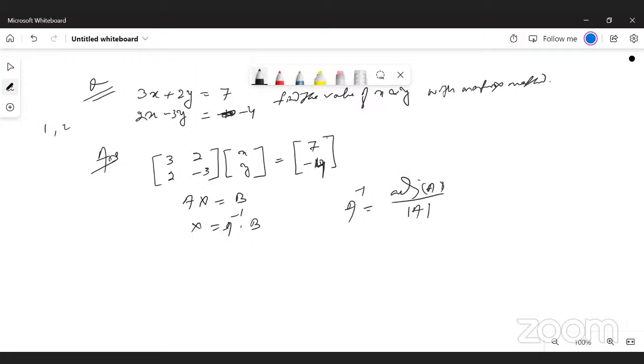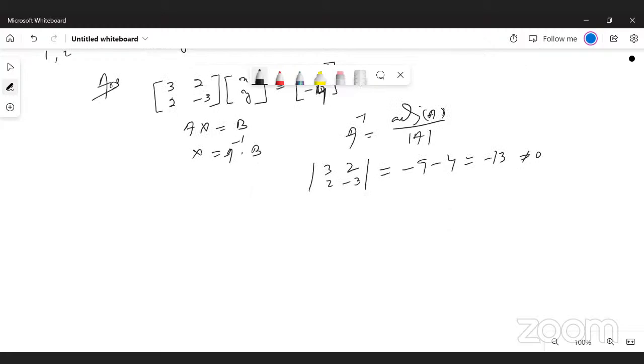Now, what is the value of the determinant? It is 3, 2, 2, minus 3. The value of the determinant is minus 9 minus 4. It becomes minus 13, right? And it is not equal to 0. Now move to how to find the adjoint.